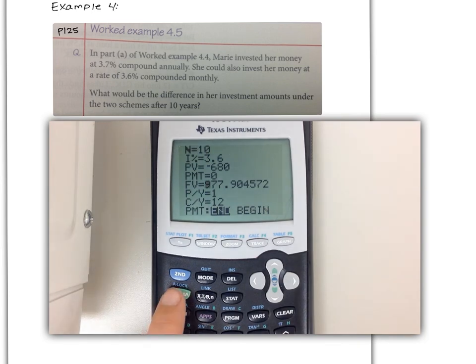Now I can go to future value and say alpha solve, and it tells me that she would have a total of $974.13. Okay, and so we can compare that to what we got before with 3.7% compounded annually, where she made $977.90. So it would be better for her to compound it annually at 3.7%.